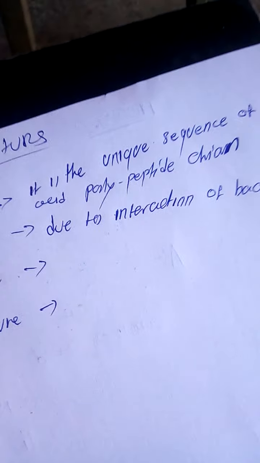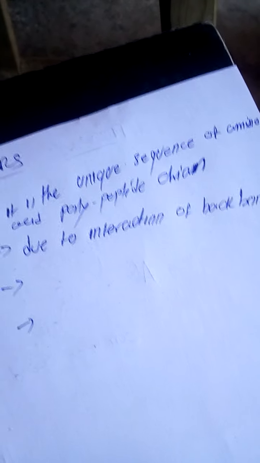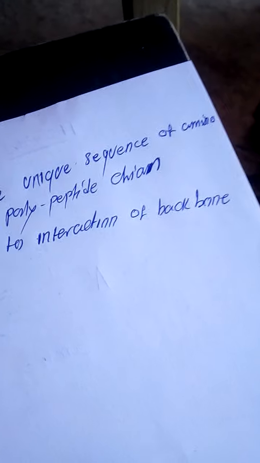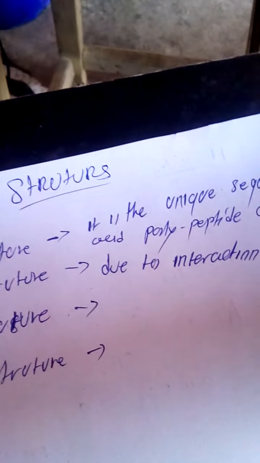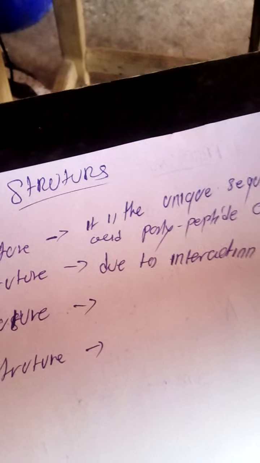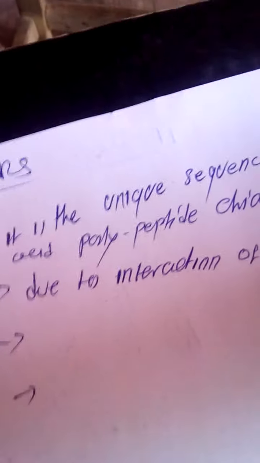So this is just due to the interaction of the backbone of amino acids in the polypeptide chain. That's secondary structure. The examples of secondary structure are the alpha helix, and the beta pleated sheet. Yeah, I'm sure you will say some more on that one.